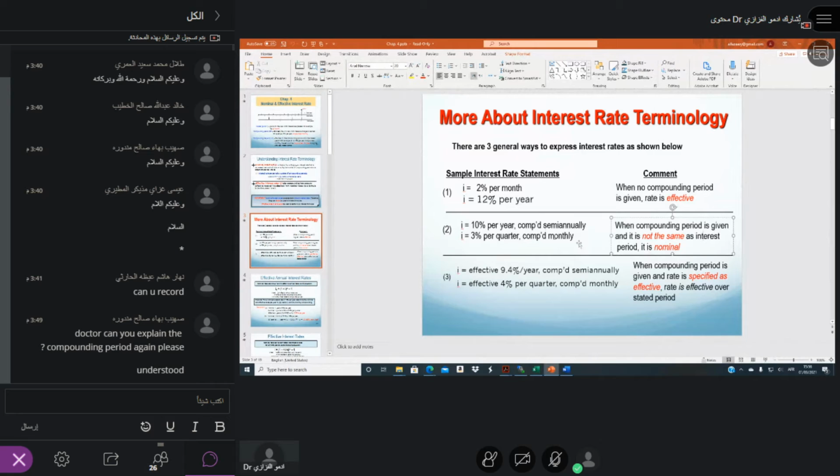Maybe they will decide to twist this question and ask you: if an interest rate is given and compounding terminology is given, is it an effective interest rate or a nominal interest rate? Of course, it is a nominal interest rate.